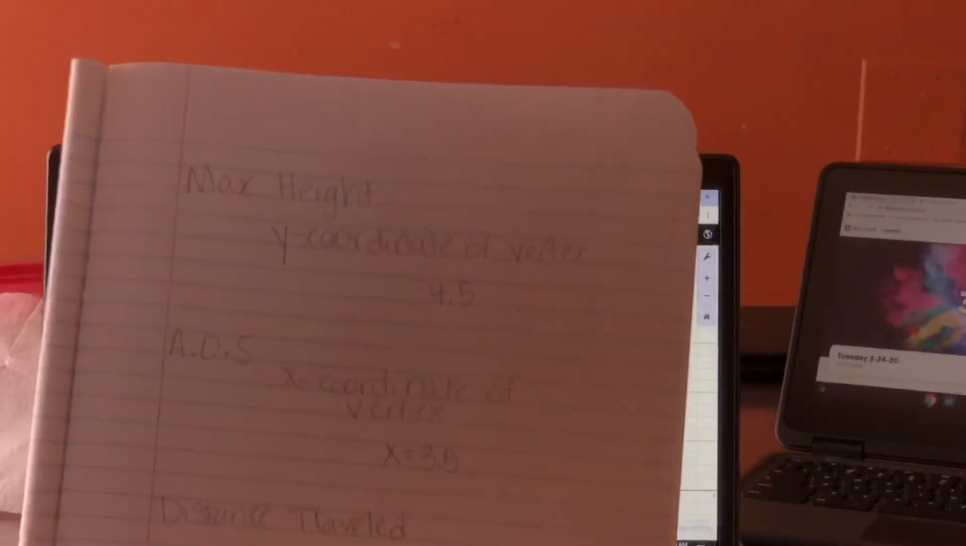again, just to review, the maximum height would be the y-coordinate of the vertex, which is 4.5. The axis of symmetry is the x-coordinate of the vertex, which is 3.5. And then the distance traveled was 3.